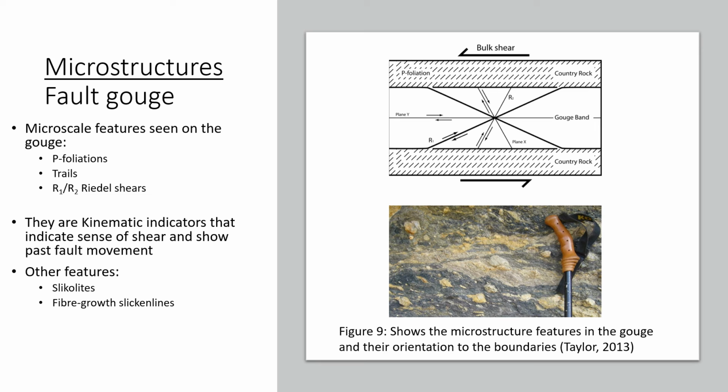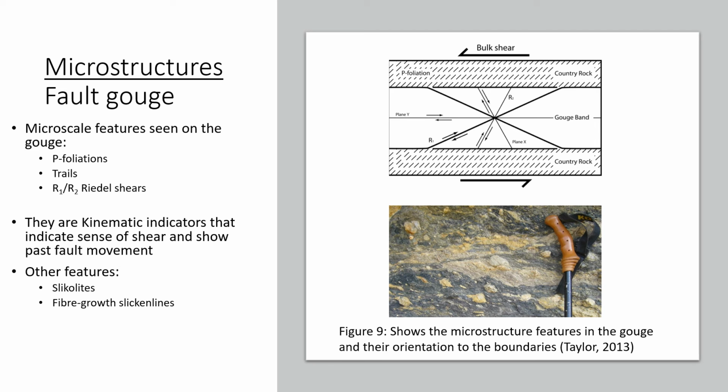Another feature seen at the microscale are trails. These occur when particles are transected by local slip surfaces and traversed by cracks. This enables the particles to flow in a ductile manner. Similar to P foliation and radial shears, they are kinematic indicators and give a sense of shear. From experimental studies, it has been found that the last feature to form is Y shears. These are long shears that cut through the fault gouge with the same sense of shear.